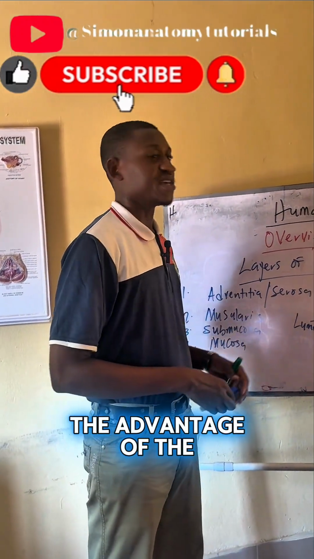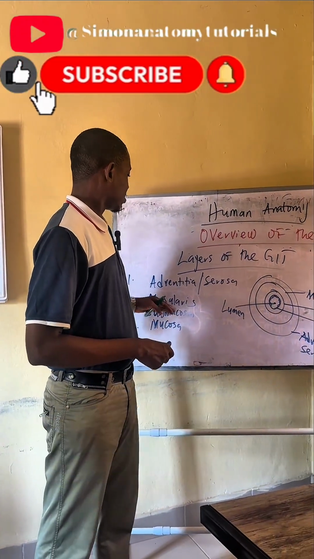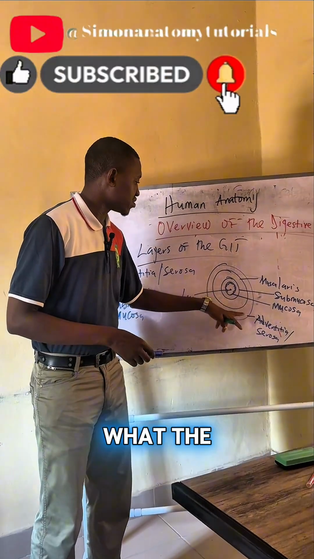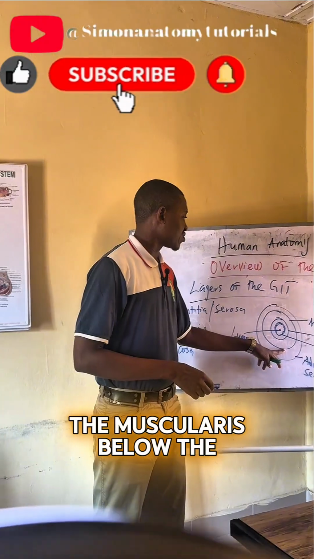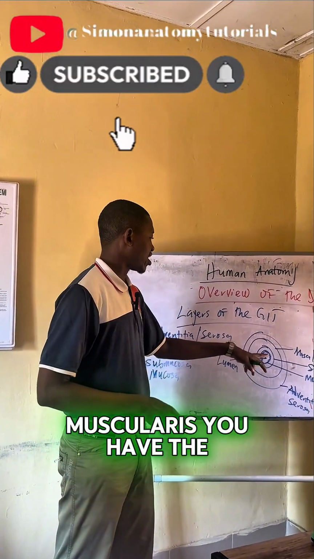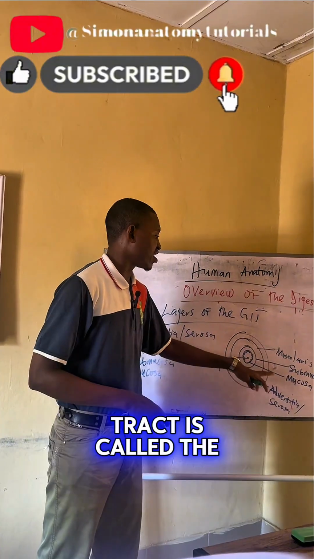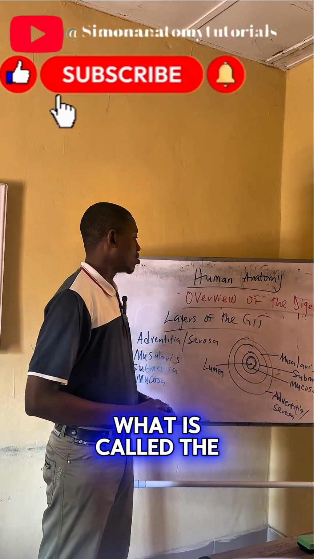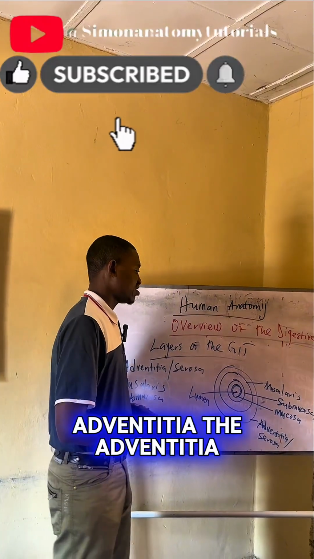The adventitia or the serosa is the outer layer of the gastrointestinal tract. Below the adventitia, we have what? We have the muscularis. Below the muscularis, you have the submucosa. While the inner layer of the gastrointestinal tract is called the what? Is called the mucosa.